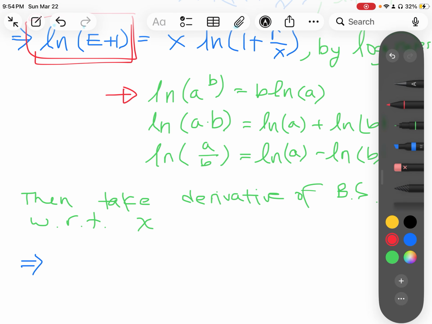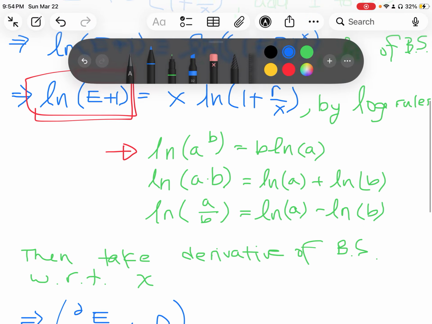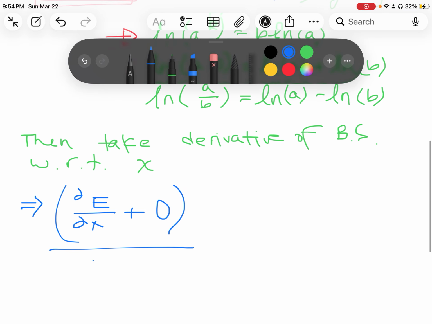the derivative of the inside over the inside. So now we have 1, derivative of the inside, so it's the partial derivative of e with respect to x, plus the derivative of 1 with respect to x, which is just 0, right? And then all over whatever's inside, which is e plus 1.